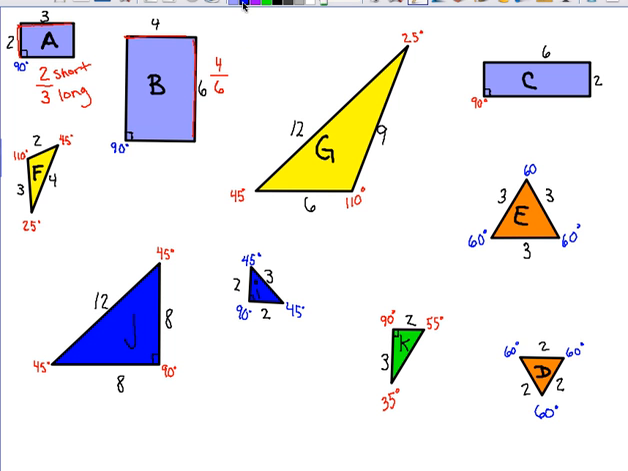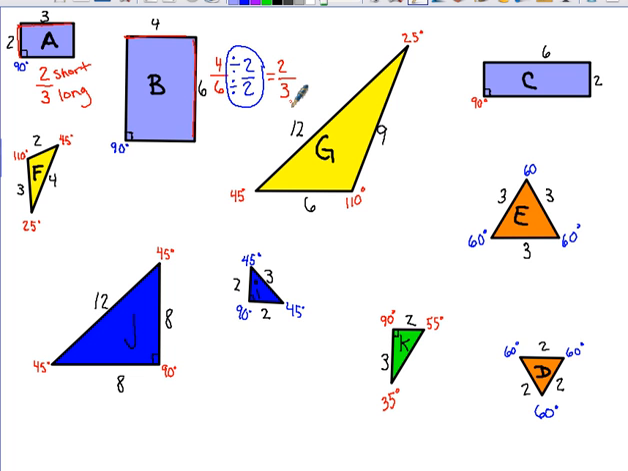I'm actually taking this and dividing it by 2 over 2, which is the same as dividing it by 1. And remember that dividing by 1 does not change the value of something. 4 divided by 2 is 2. 6 divided by 2 is 3. So that's saying that the ratio of 4 to 6 is equivalent to the ratio of 2 to 3.